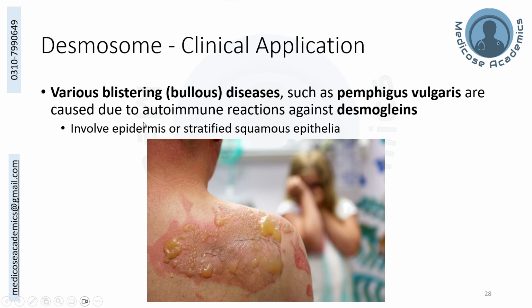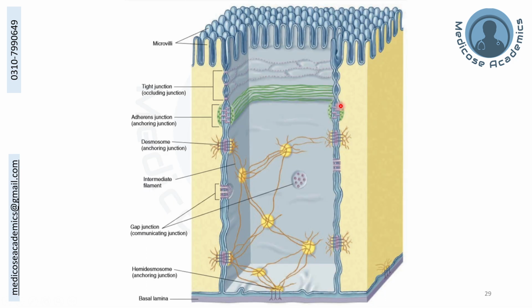There are various blistering diseases. This particular picture is from pemphigus vulgaris, and such diseases are caused by autoimmune reactions against desmogleins, which lead to cells detaching and becoming separate from one another. This usually involves the epidermis and stratified squamous epithelia. So this was regarding desmosomes.